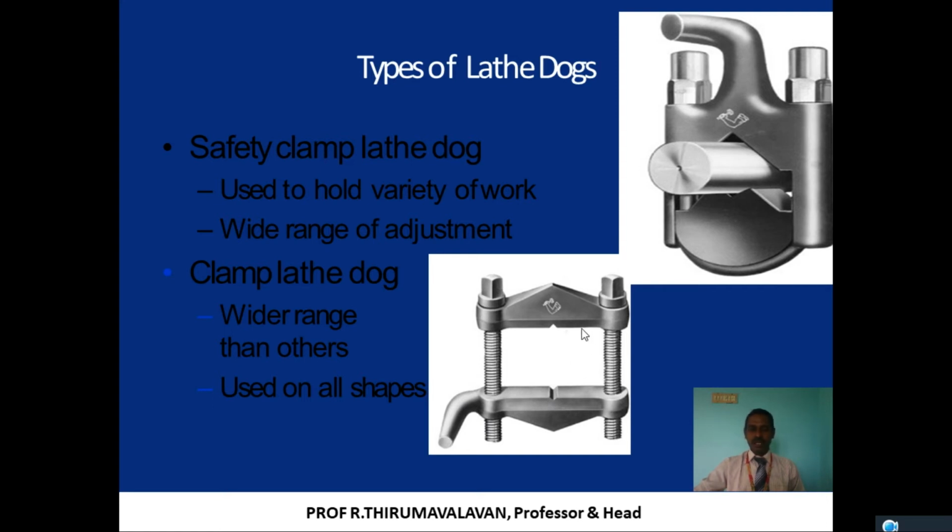Compared to a four-jaw chuck, these types of dogs are very easy. Safety clamps are used to hold a variety of work, with a wide range of adjustment. There is no restriction of shape. Maybe a square, a rectangle, a hexagon, an octagon, whatever the shape, we can clamp it. These are the different types of dogs used.